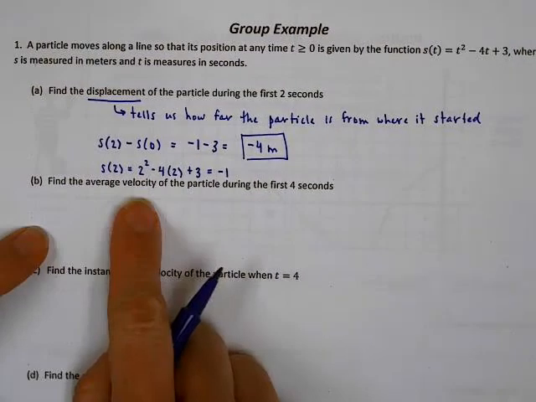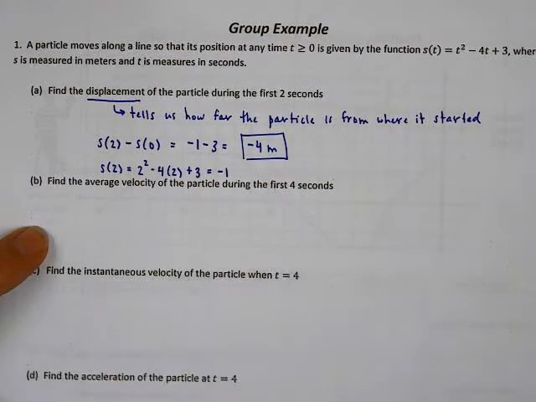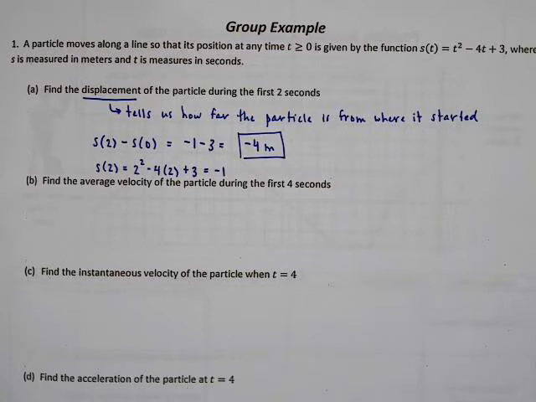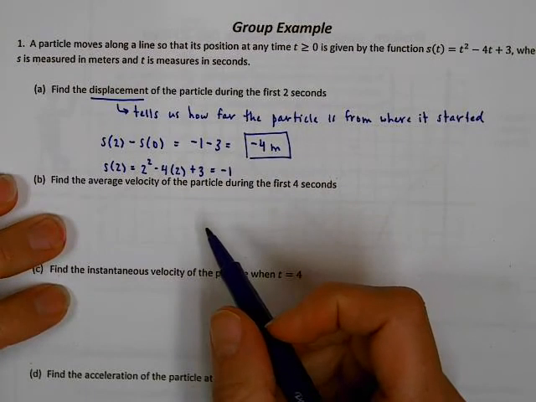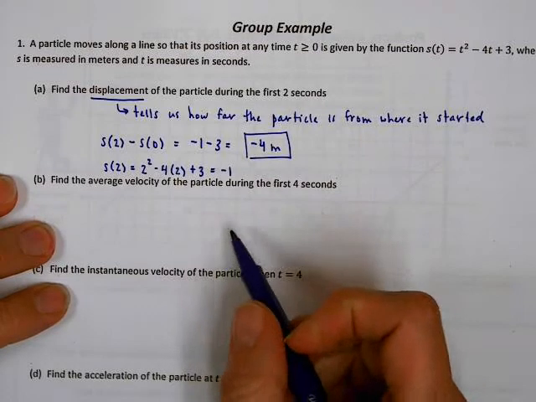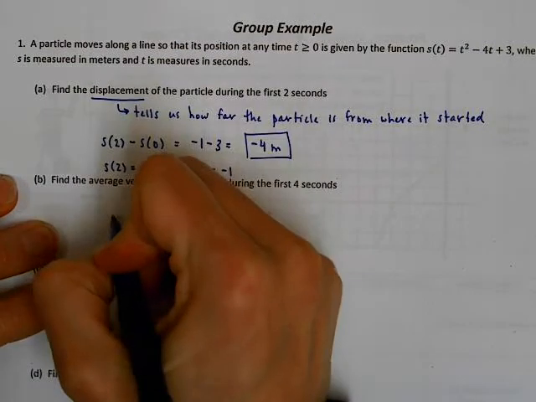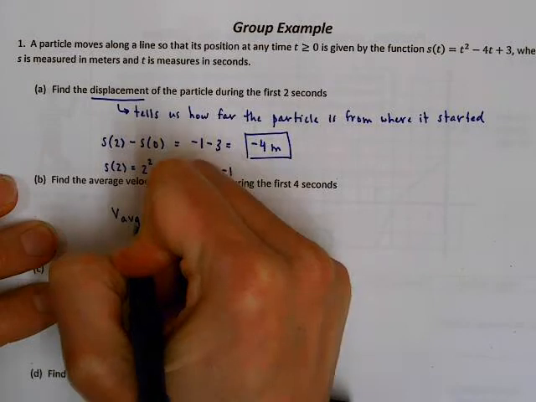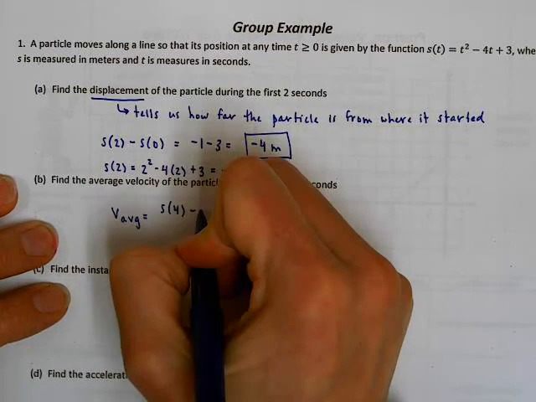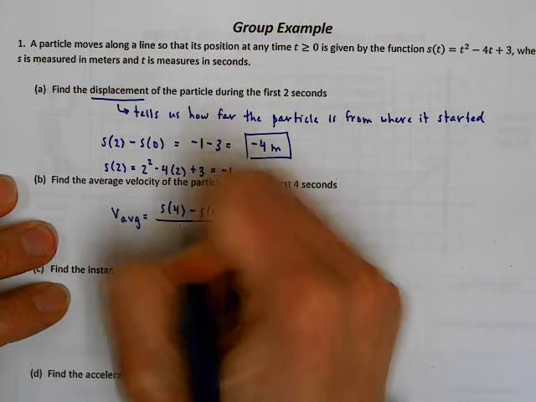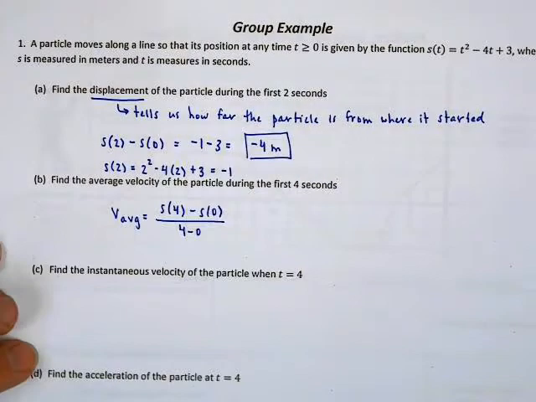All right, part B is asking for the average velocity of the particle during the first 4 seconds. Now, average velocity, I know is going to be that change in position over the change in time. So my average velocity is going to be s of 4 minus s of 0 over 4 minus 0.